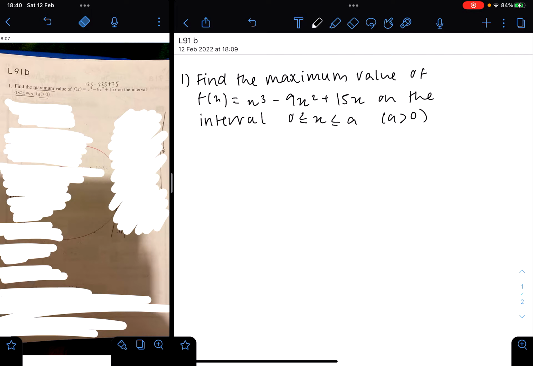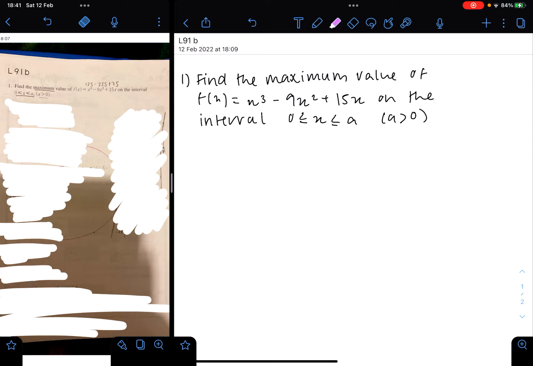I'm going to be going through L91B. This question is very similar to the example given on L91A, so I would suggest you look at that after watching this video if some parts don't make sense. The example provides all of the explanation.